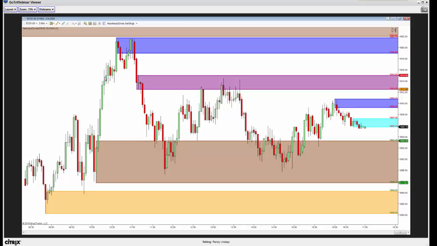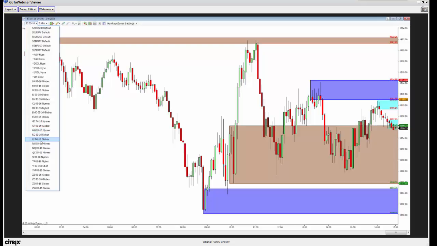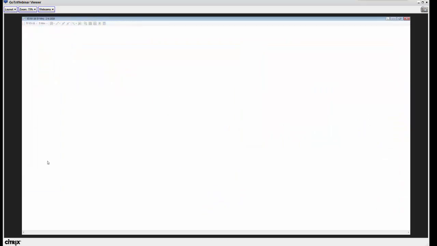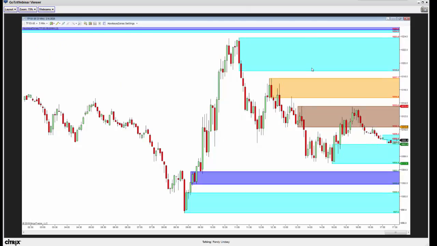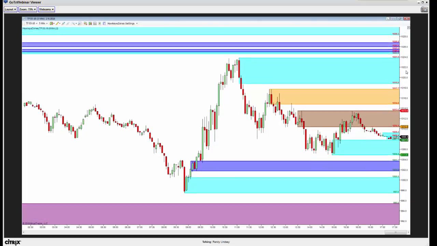Can I show the Russell on a 5-minute chart? Absolutely. 5-minute chart. There we go. Here's today's Russell on a 5-minute. There is the support in there. Looks like pretty much the same story that we had gotten from the S&P as well.